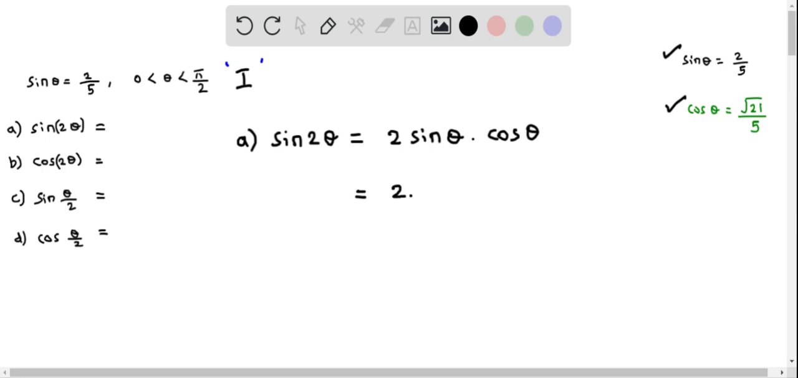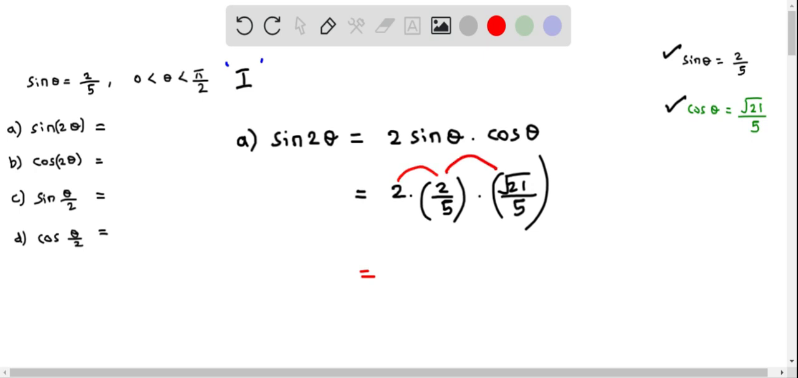So therefore, this becomes 2 times 2 over 5 multiplied by square root of 21 over 5. So we multiply the numbers in the numerator: 2 times 2 is 4, and then we have this root 21. So it is 4 times root 21, and in the denominator we have 5 and 5. When we multiply these two, we get 25. So basically, 4 root 21 over 25 is the exact value of sine of 2 theta.